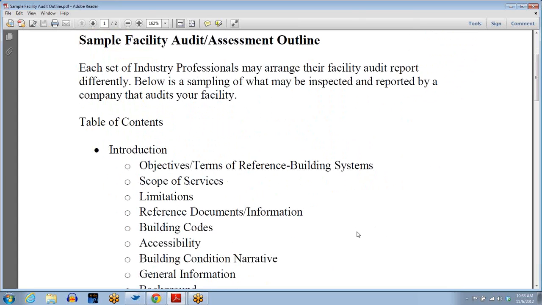In this table of contents, this should be second page of their report. First page might be your church name and a photograph and the industry professionals who performed the audit.